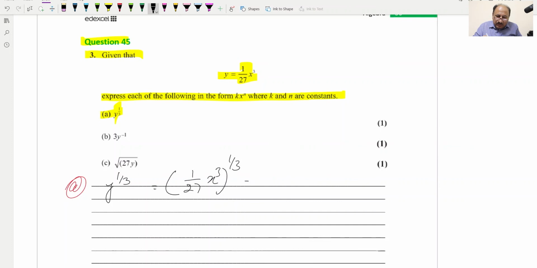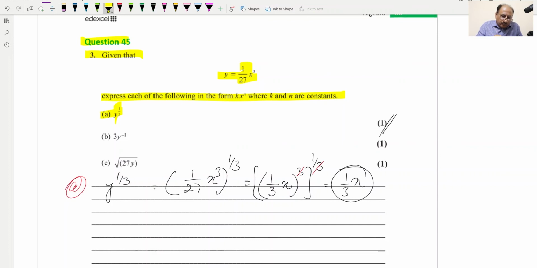So we can write 1 over 27 as 1 over 3 and x whole cubed, and whole raised to the power 1 by 3. And now we can cancel this 3 with the 3, and we will get 1 over 3x. This will be the final answer for 1 mark.